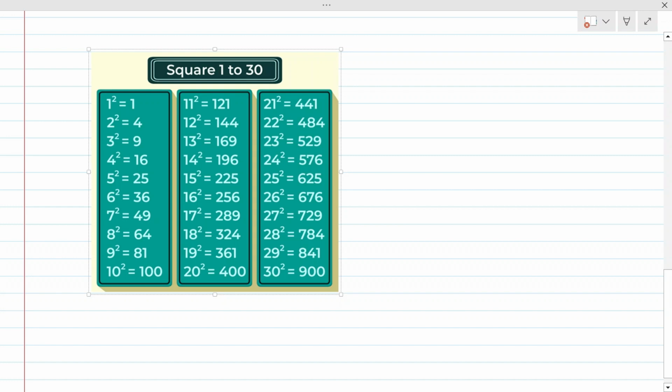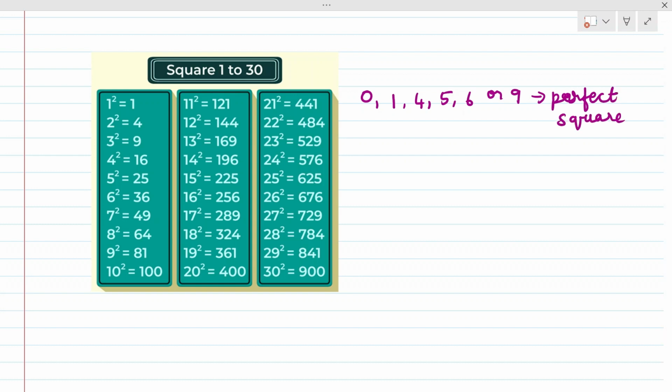So if you see, the perfect square numbers are ending with 0, 1, 4, 5, 6 and 9. I'll tell you, the perfect square numbers will end with 0, 1, 4, 5, 6 or 9. Only numbers ending with these digits can be perfect squares.